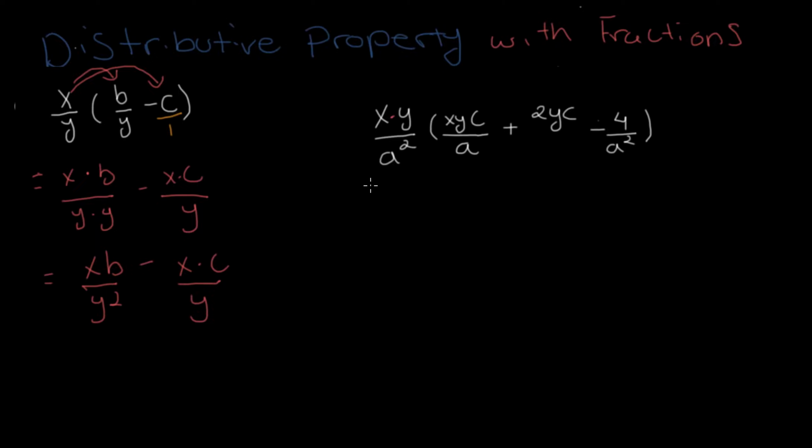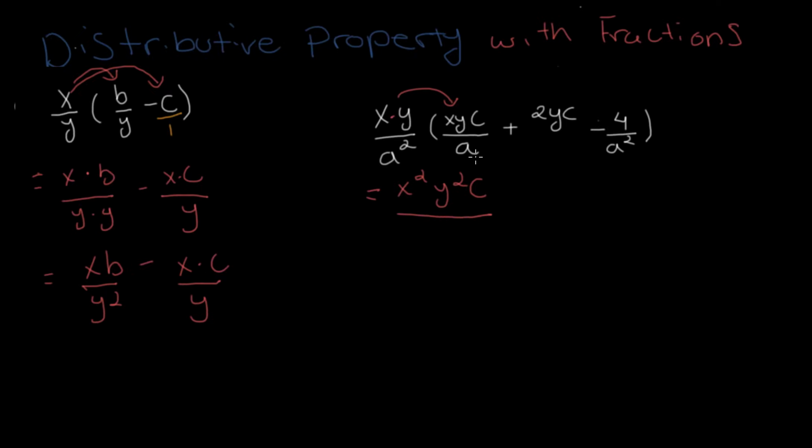So let's try simplifying this further, or we can say we can expand this. Let's start with the first term. So xy times xyc divided by a. xy times xy is just x squared and y squared, because x times x is x squared and y times y is y squared. In this case, we don't have a c beside it, so we're just going to add the c. The c doesn't change.